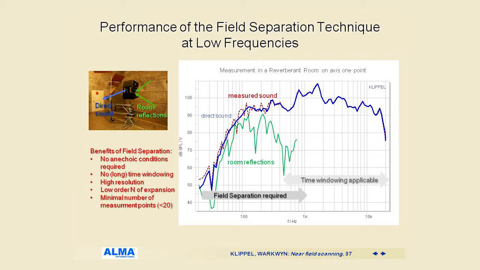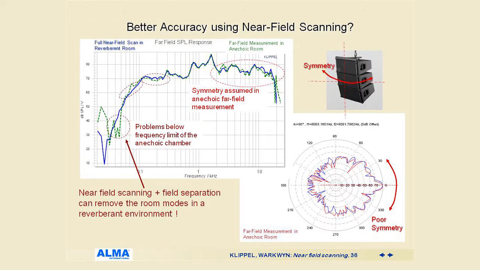The benefits of field separation: no anechoic conditions are required. There's no time windowing. High resolution. Low order of expansion. Minimum number of measurement points, less than 20. So even though we measured 4,000 points, we only needed 20 at low frequencies to use field separation. Better accuracy using near field scanning.